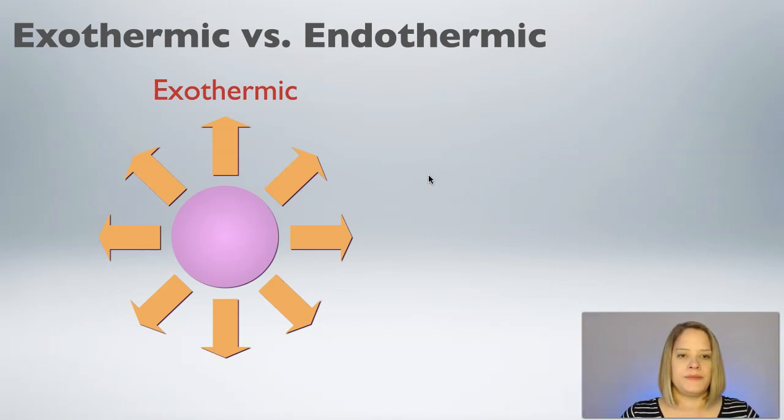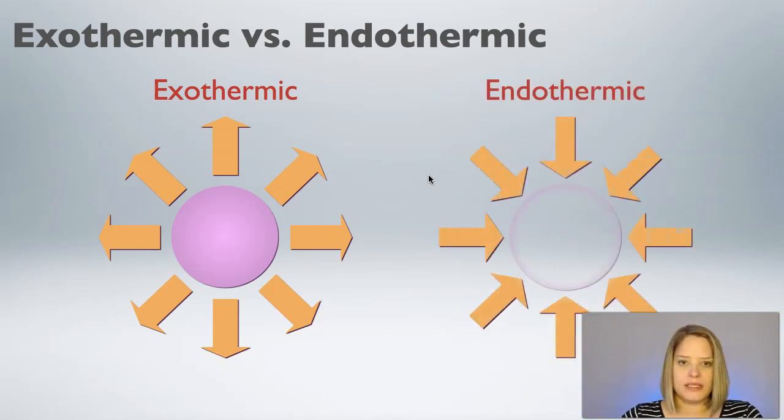And then endothermic processes would be processes that absorb heat. So they bring the heat in, they absorb heat from the surroundings and store it maybe in chemical bonds or something like that. They change it into a different form. So exothermic versus endothermic. All right, we're going to stop here with our notes for today.